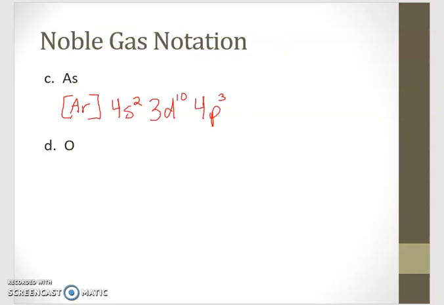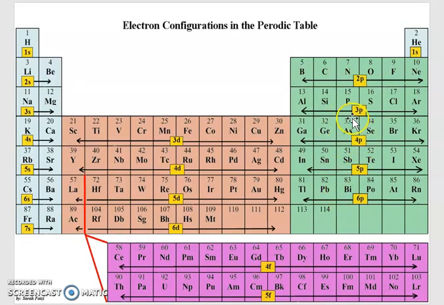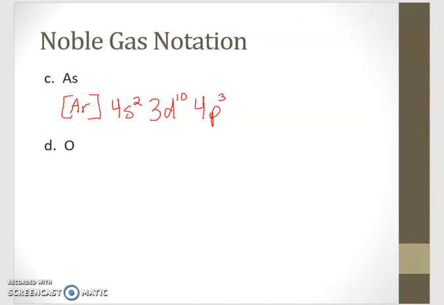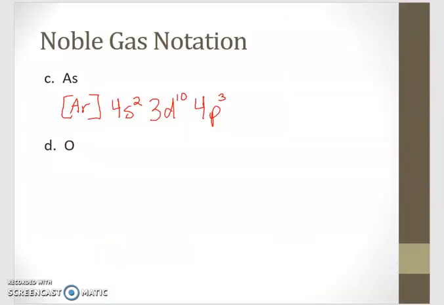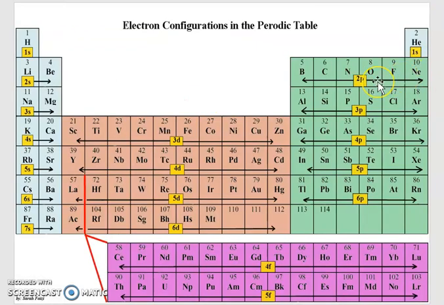Alright, so let me show you an example for arsenic and for oxygen. So whenever we look at arsenic, arsenic is here. The noble gas that comes before it is argon, which is here. So we put argon in brackets, and then we have 4s2, 3d10, and then 4p3, which is what I have written here. So let's take a look at oxygen. Oxygen is here. The noble gas that comes before it is helium. So we would write helium in brackets, and then we would write 2s2, 2p4, which matches up with what we see here.